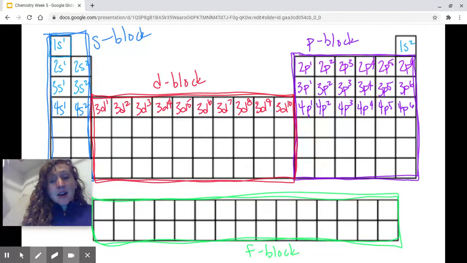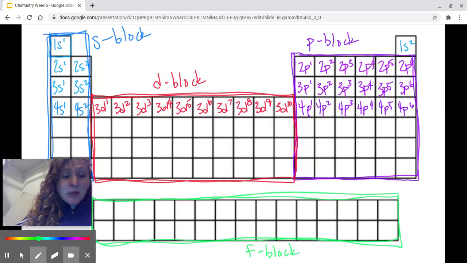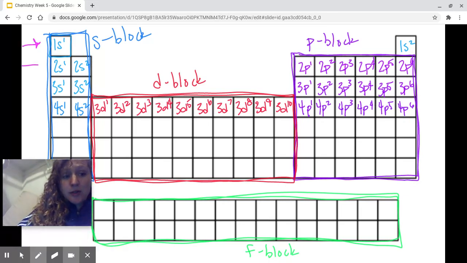All right. But the fun doesn't stop here. There are more patterns to be seen. So besides blocks, let me point out a couple other things to you. Notice that when we talk about rows, so in a periodic table, a row is called a period.